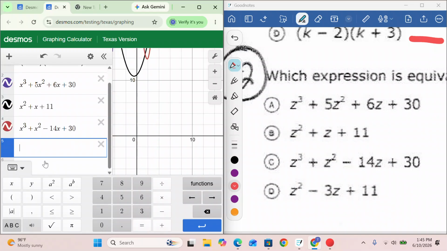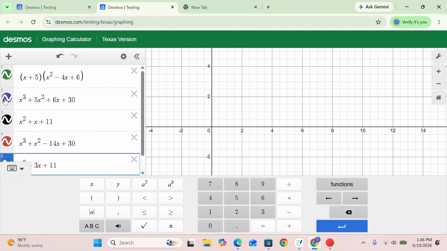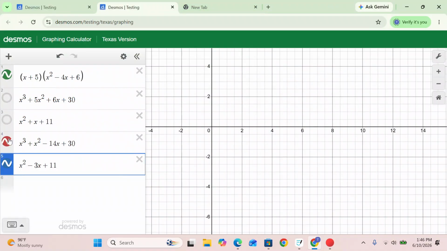And then the last one on number 5, I'm just going to put x square minus 3x plus 11. So then it gives me all this. So then I have the original one. I'm going to come over here and I'm going to get rid of all these. So now I'm looking for one that is equivalent to my original.